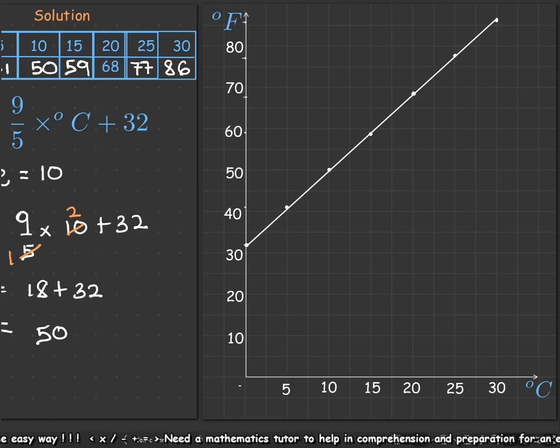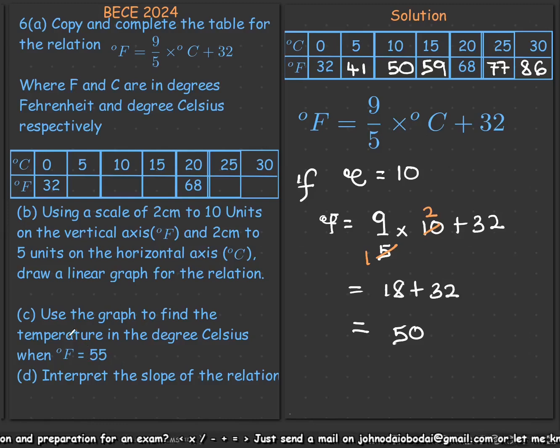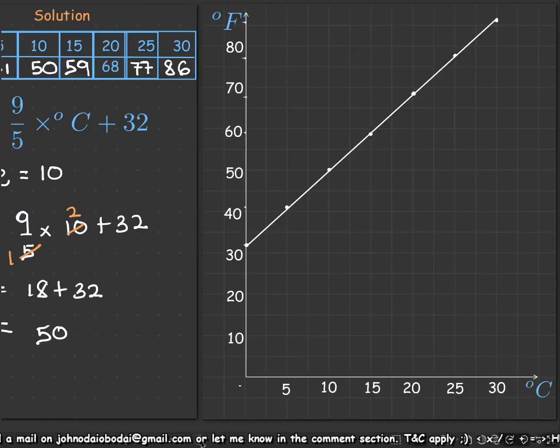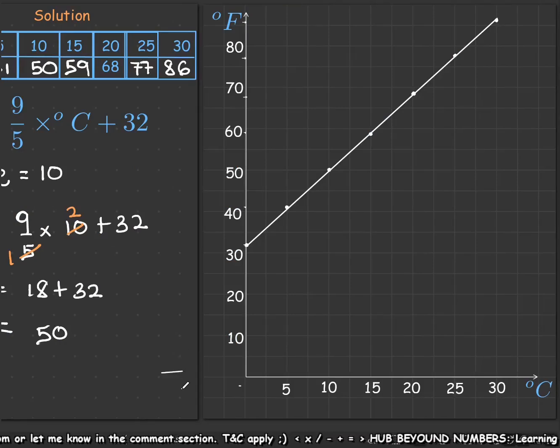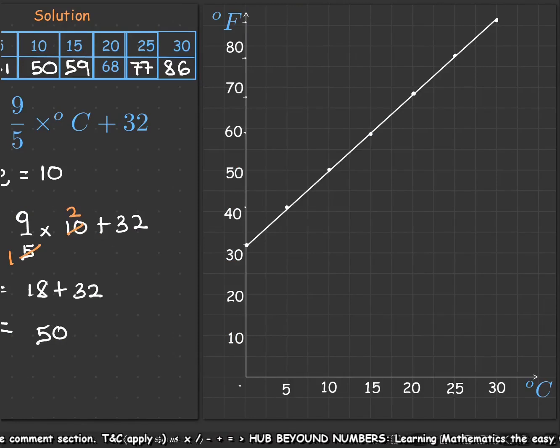Now let's look at what the next question says. It says use the graph to find the temperature in degrees Celsius when the temperature in degrees Fahrenheit is 55. So we want the degrees Celsius if Fahrenheit is 55. So on the graph, what you do is you go and then look for where you have the 55. So where do we have our 55 on our graph? This is 50, so 55 is around here, you see.